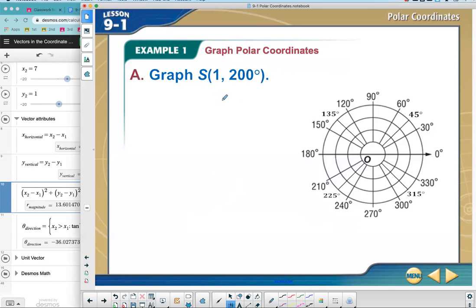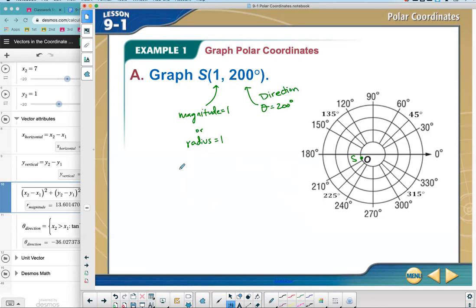So on number 1 here, it says graph point S. This is saying we have a magnitude which equals 1, or you could say the radius, the circle with a radius of 1. It's going to be a point where theta is equal to 200 degrees. So I'm looking on this first circle at 200 degrees, which would be somewhere in between those two. From the origin, somewhere in here would be my point S. That would be the value of 1, 200. And I forgot to say this would be the direction. I didn't write that. Direction is 200 degrees.